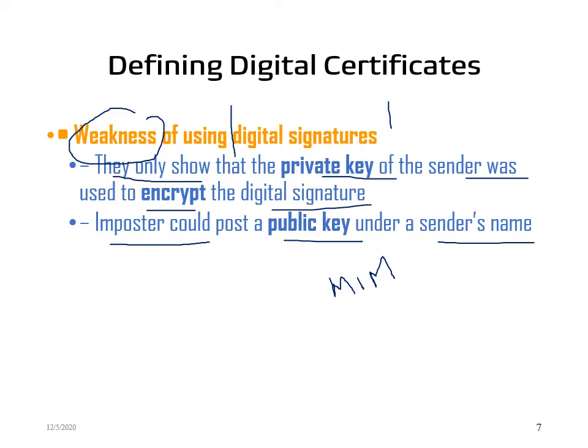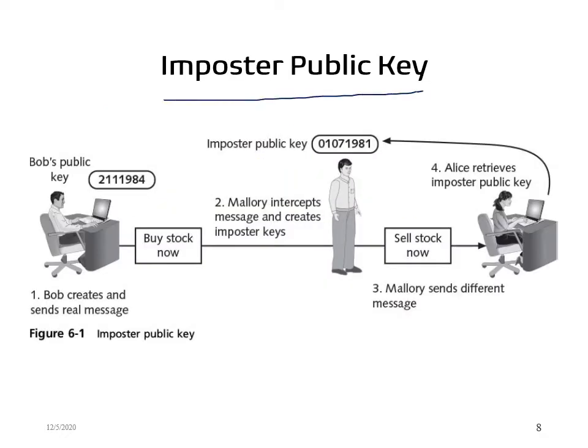So an imposter can use their public key and carry out a man in the middle attack, which will be explained in the next slide. So this is the imposter public key attack. In this scenario, say Bob is using a public key and sending the message "buy stock now", which has to be received by Alice. Alice is the receiver, Bob is the sender.